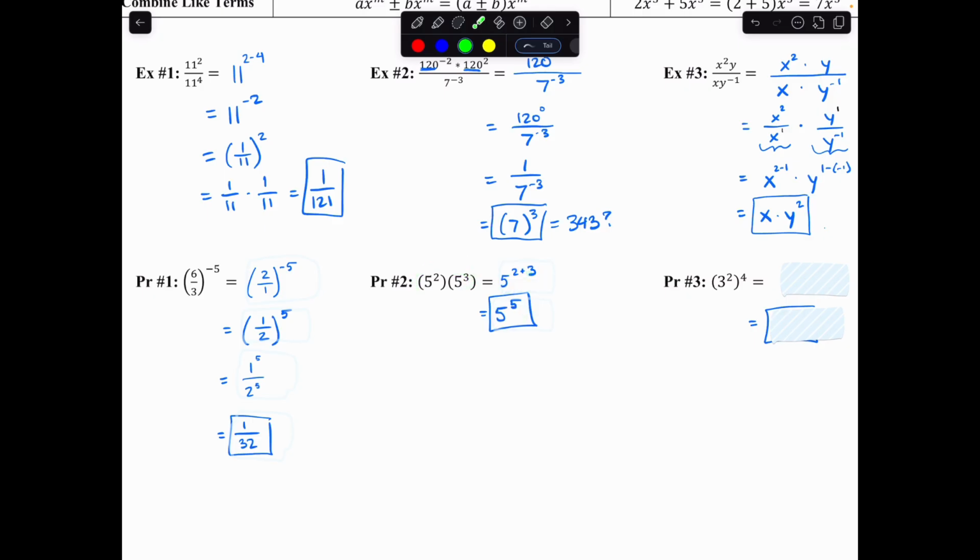Practice problem number 2, we add our exponents. We should get 5 to the 5th power. And practice problem number 3, we multiply. We should get 3 to the 16th power.